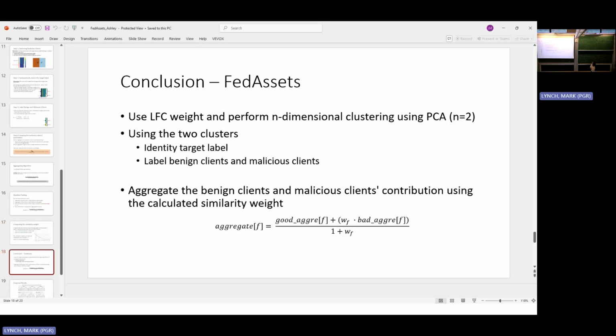So this is a conclusion of the whole pipeline, this algorithm. We make use of this simple but important observation of how the malicious clients behave when they are trying to perturb the whole global model. Using this observation, we're able to first identify the target label of the malicious clients, and also identify malicious clients and benign clients. And using the concept that we don't fully eliminate the malicious clients, we use a similarity weight to aggregate the benign clients and malicious clients together.